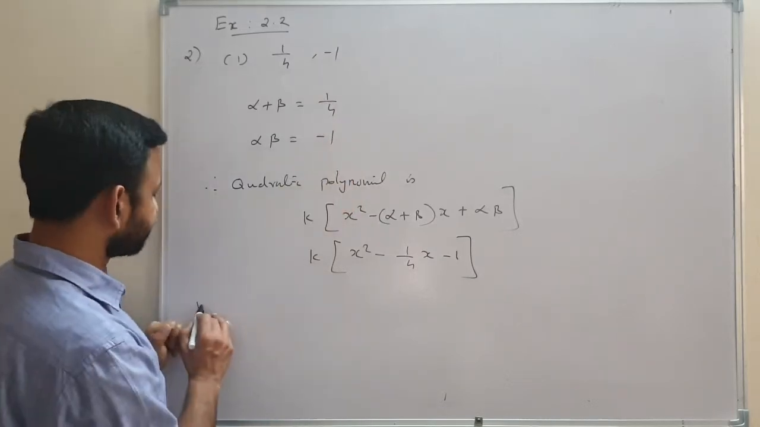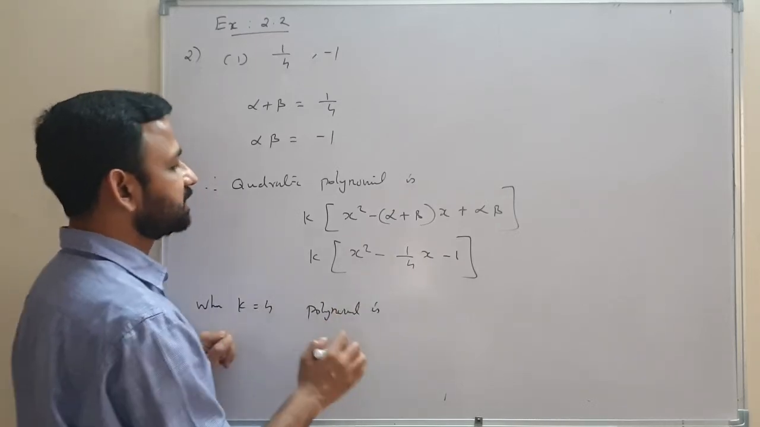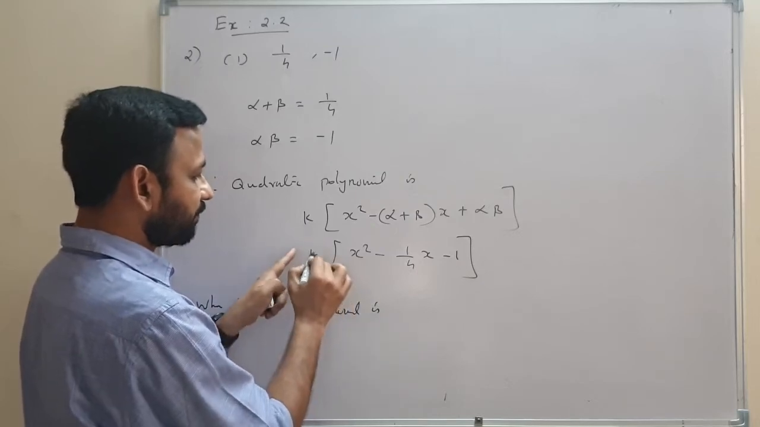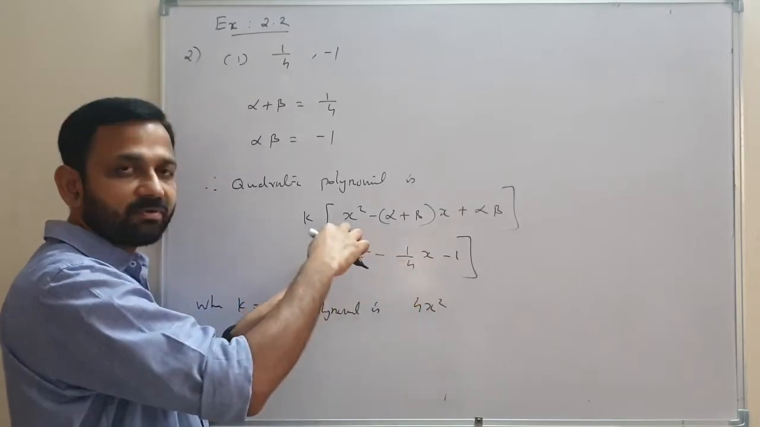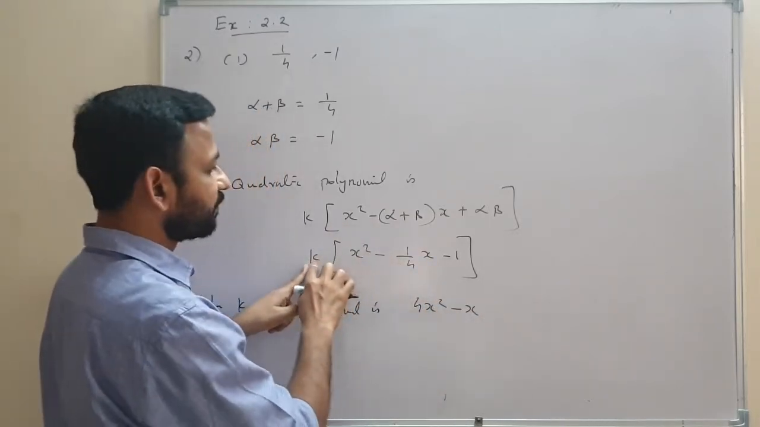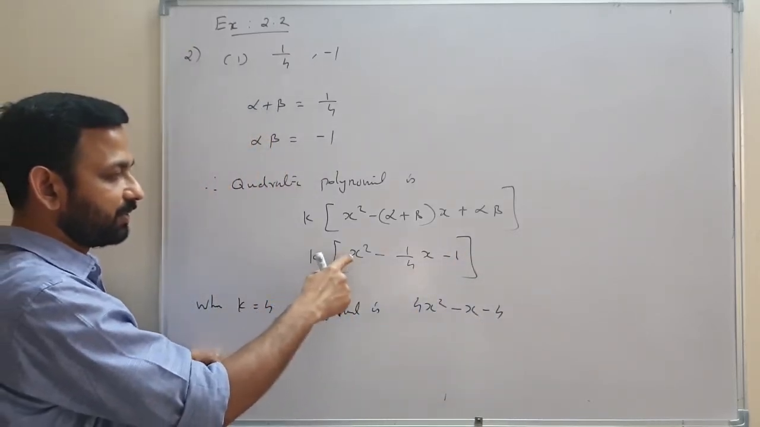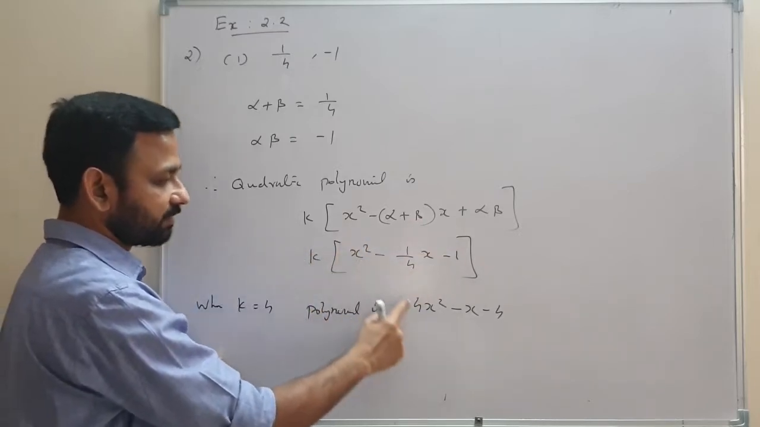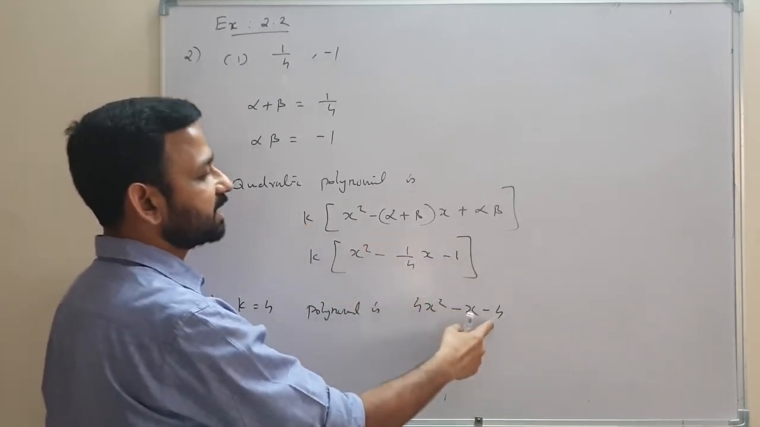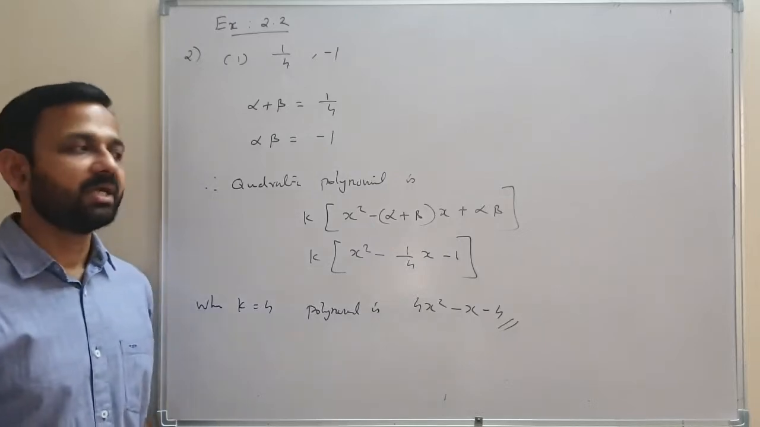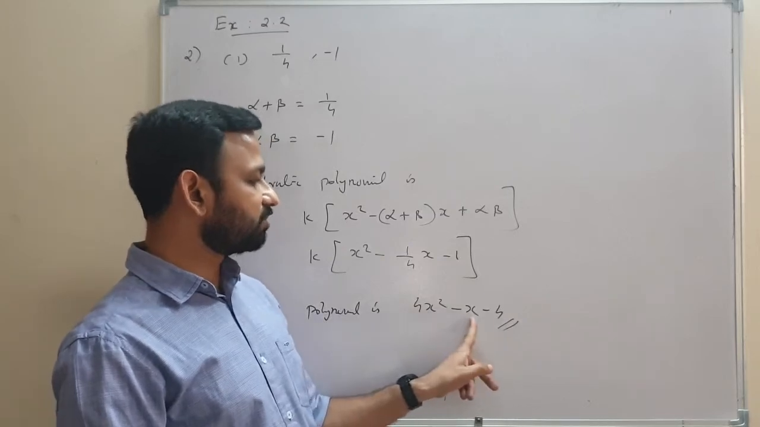So when k equal to 4, the polynomial is, when we replace k by 4 into x square, that is 4x square. Then 4 into minus 1 by 4, 4 and 4 will be cancelled, then minus x. Then 4 into minus 1, that is minus 4. This is one answer.